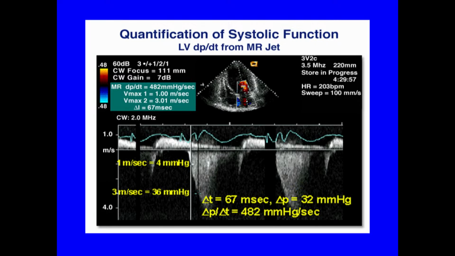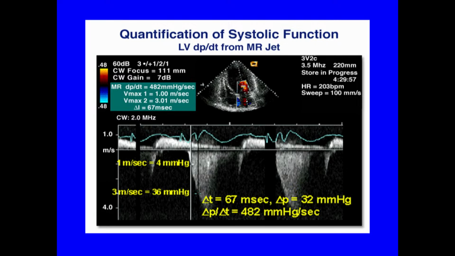If you do the modified Bernoulli, at 3 meters per second, the gradient is 36, and at 1 meter per second, it is 4, and so the numerator here is 32. Then you know the time interval between them, and you measure that from that Doppler recording. In this case, it's 67 milliseconds, and so you divide by 0.067 to get it in seconds, and you end up with the dp/dt calculation.